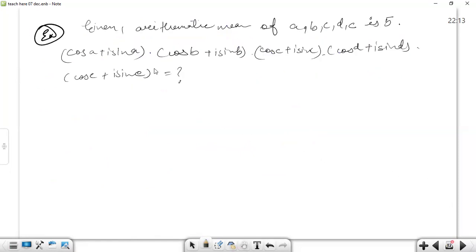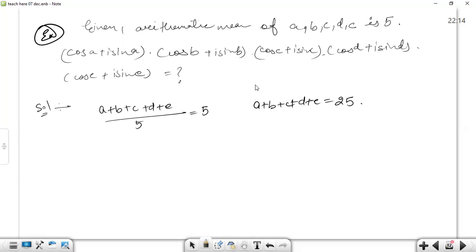There was also one question that we had to discuss, but the class got over because of time. Given that the arithmetic mean of A, B, C, D, E is 5. What is the arithmetic mean formula? Basically the sum of all observations upon the number of observations. How many elements are there? 5, right? And the answer is also given as 5. So the sum A plus B plus C plus D plus E is 25. Clear? So we have to find this.